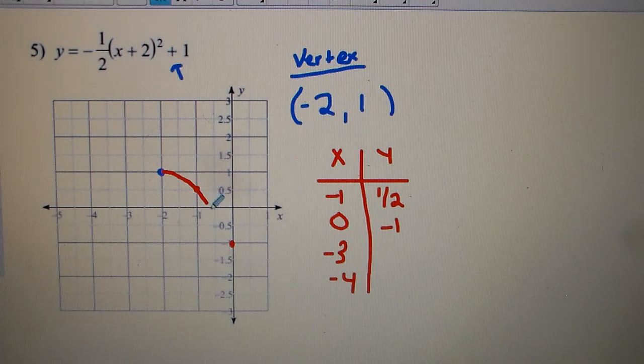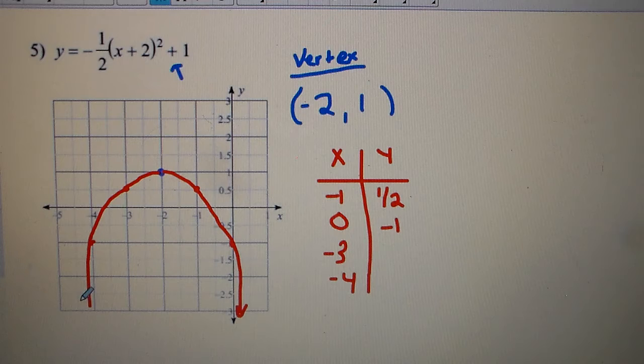Now with that reflection, we can connect those 3 points, because we know the vertex is the middle. We actually could say, hey, this is a reflection. When it was negative 1, it was a half. So at negative 3, it's also going to be a half. So it's kind of like doing the opposite, a reflection. 0 is at negative 1. So negative 4, it's going to be a negative 1.